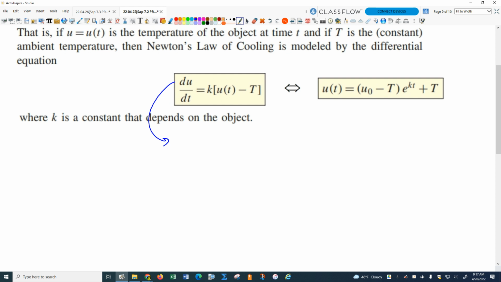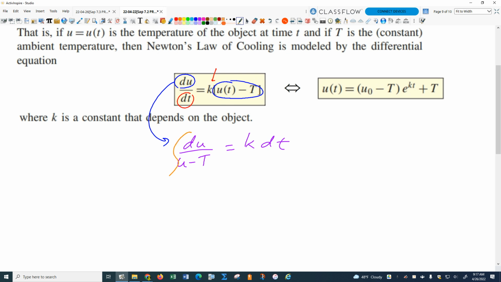Okay, so I'm going to try to separate the variables, right? I've got this expression, I've got my u's, and there's a factor that involves a u and a constant. And then I've got my t's, and I'll leave the k on that side. No reason to move the k. So I'm going to multiply by dt and divide by the quantity u minus t. And I end up with du over u minus t equals k dt.